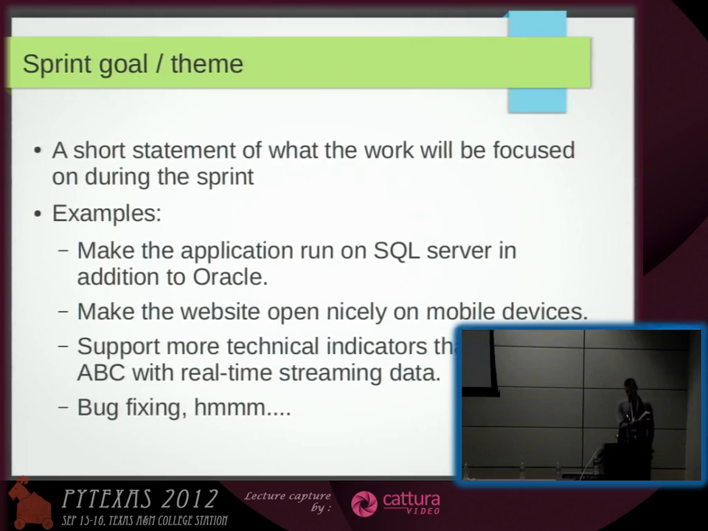Once the items from the product backlog are selected for the sprint backlog, we are trying to put them in a sprint goal or theme. These are just some examples. Make this application run on different database engine, or make this website open nicely on mobile devices. And that just kind of gives the whole team an idea what's happening in the current sprint.